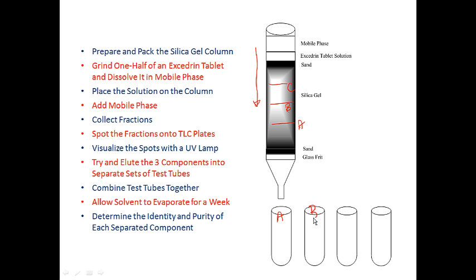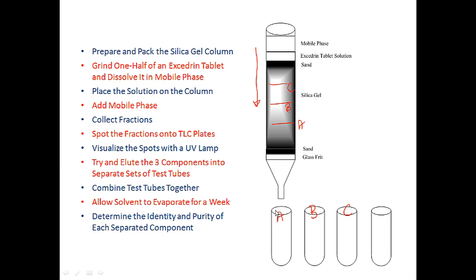Then the second component, B, we can put in another test tube, and then we can put the third component, C, in a third one. Now, we won't know what A, B, and C are for another week, and I'll get to that as I go through this. So we're going to add the mobile phase. Gravity's going to force the solution through the column.